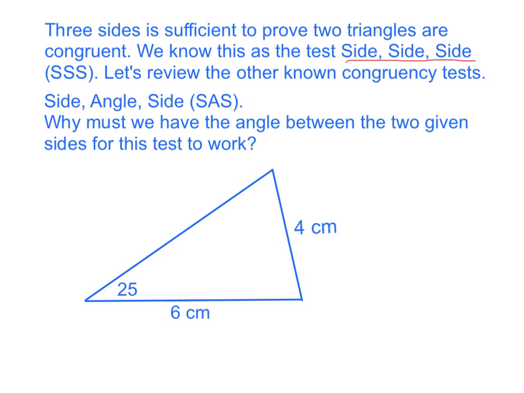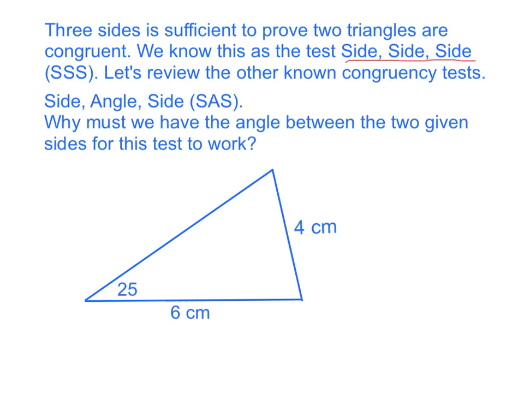And there is a reason for it. So let's have a look at why we have to have that given angle. Looking at the triangle below, we have two sides that are given to us, and we have an angle that is known to us, but it's not the angle that is in between those two given sides.